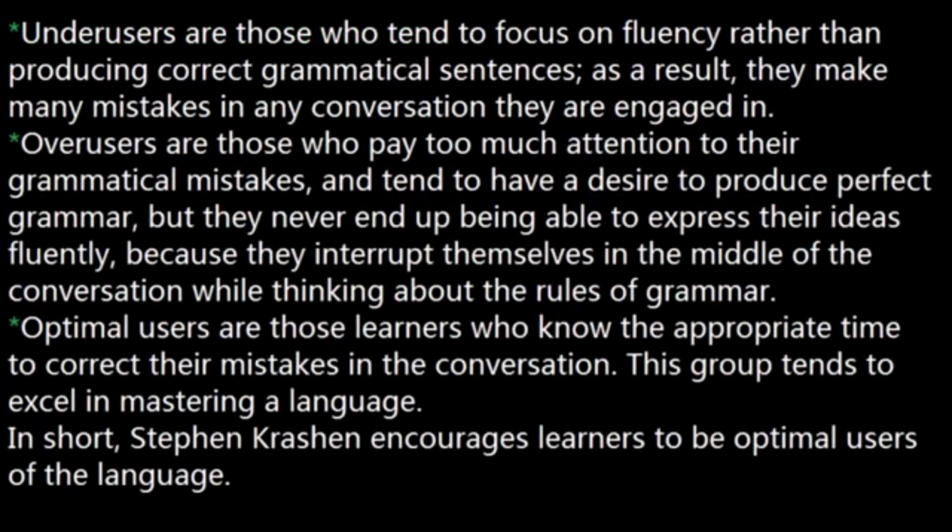The first group is called underusers, who tend to focus on fluency rather than producing correct grammatical sentences. As a result, they make many mistakes in any conversation they are engaged in. Overusers are those who pay too much attention to their grammatical mistakes and have a desire to produce perfect grammar, but they never end up being able to express their ideas fluently, because they interrupt themselves in the middle of the conversation while thinking about the rules of grammar.